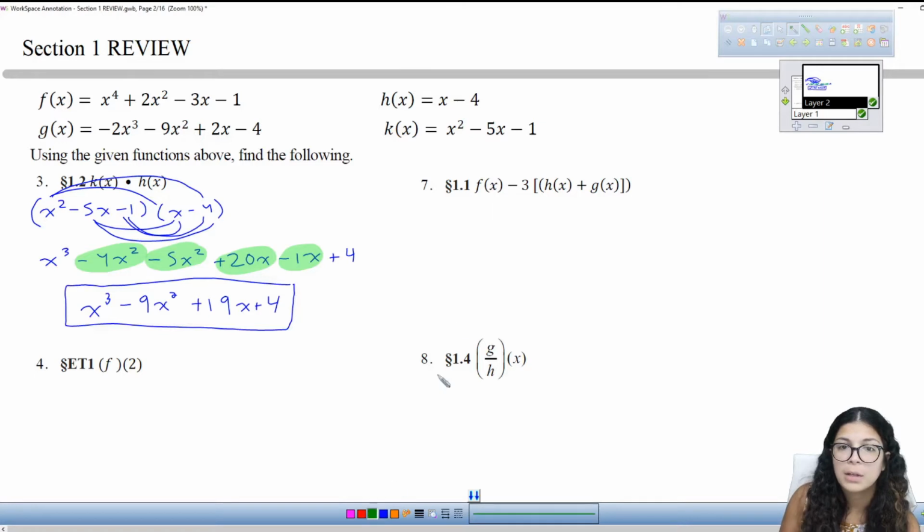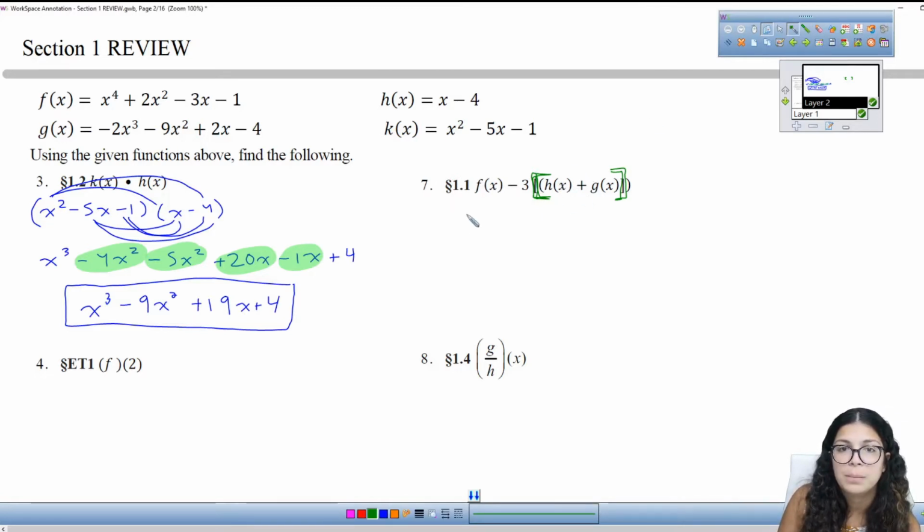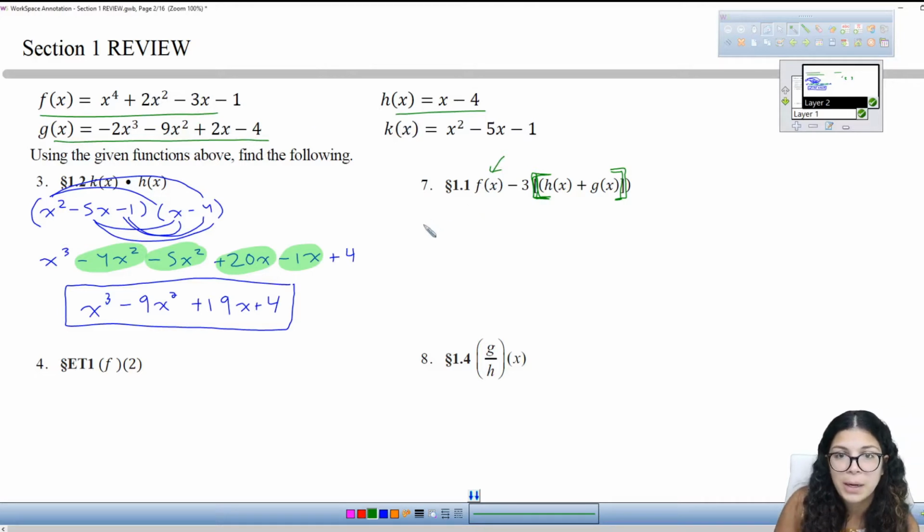Okay, let's take a look at number 7. Ooh, on this one we have f of x minus 3 times, and then notice in a grouping symbol, h plus g, okay? So we are going to do h plus g first because that is in parentheses. Remember, you have to follow the order of operations, right? So we're going to need to add h plus g first. So here's h and here's g. And we also need f. So here's f. So let's write it all out.